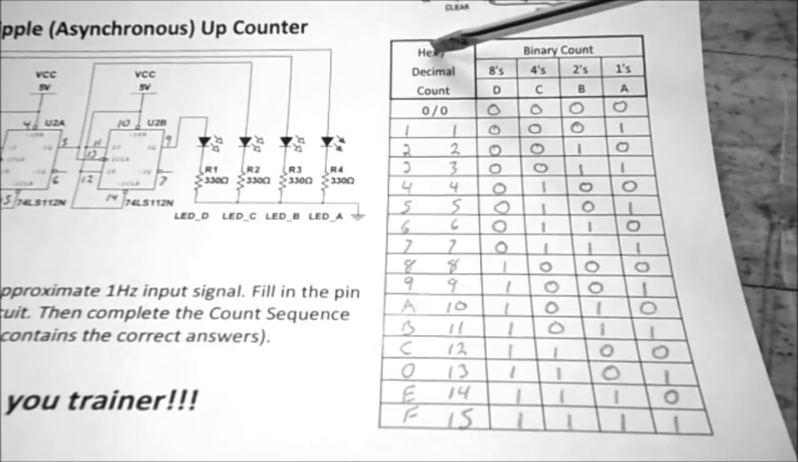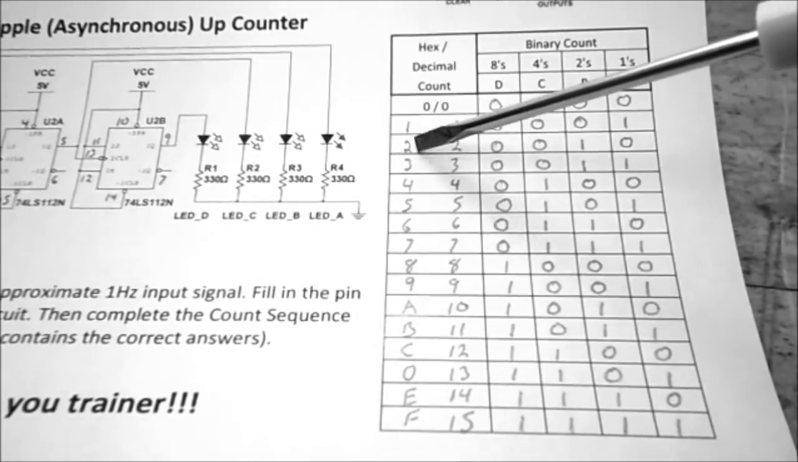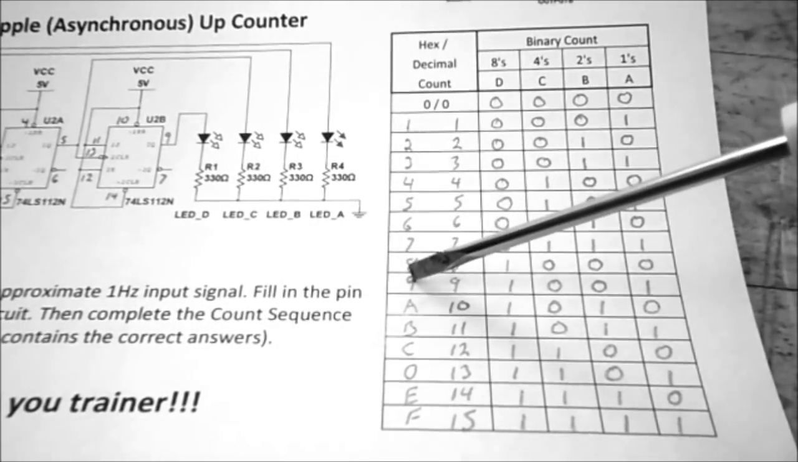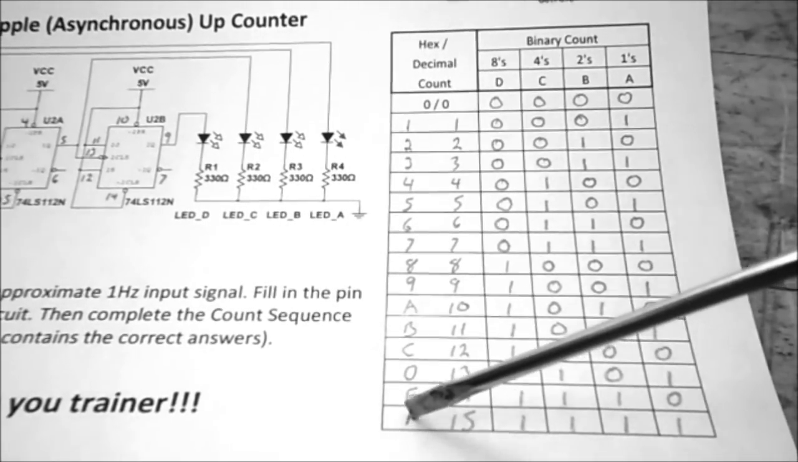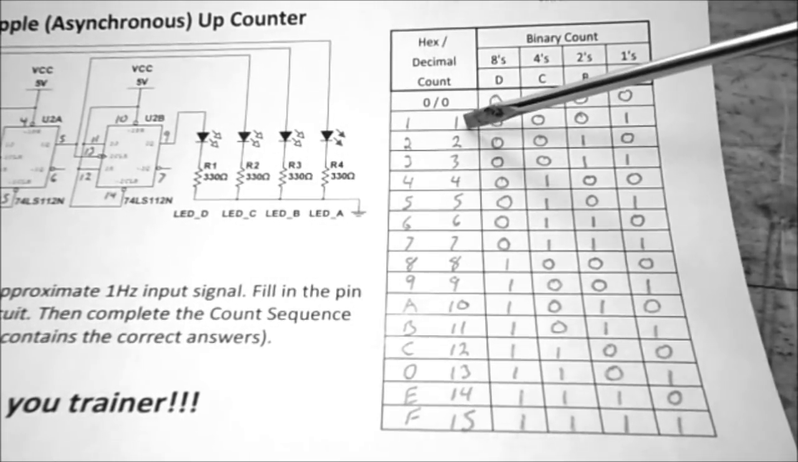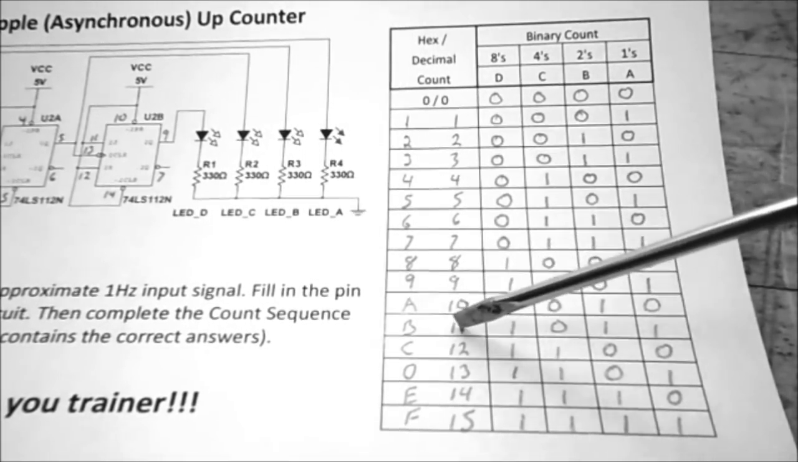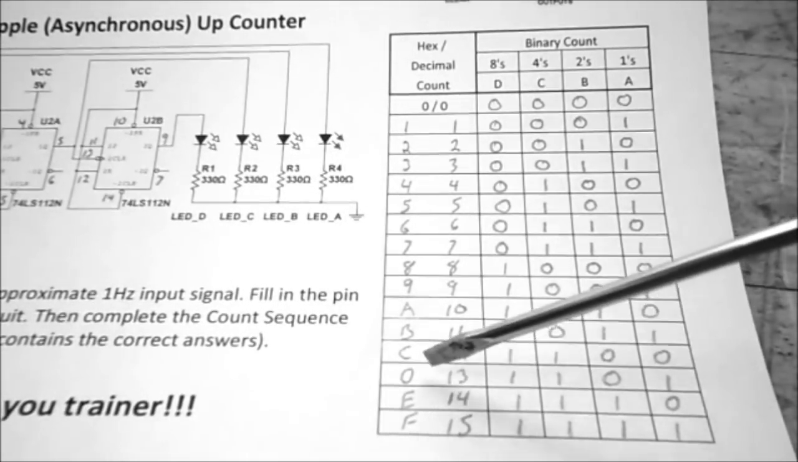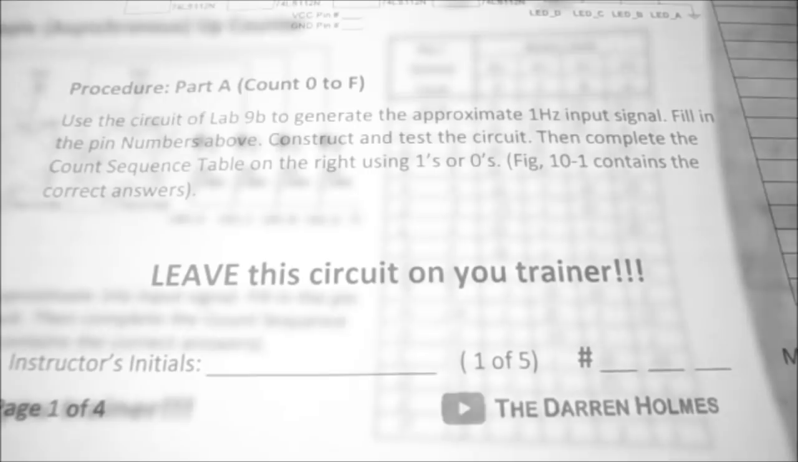Then to fill in your hex and decimal count, on this side we're going to have the hex numbers, so 0 up to 9, and then A, B, C, D, E, and F. And for the decimal count, we go 0 to 9, and then it becomes 10, 11, 12, 13, 14, and 15. You have to know how to convert from one numbering system to the other.